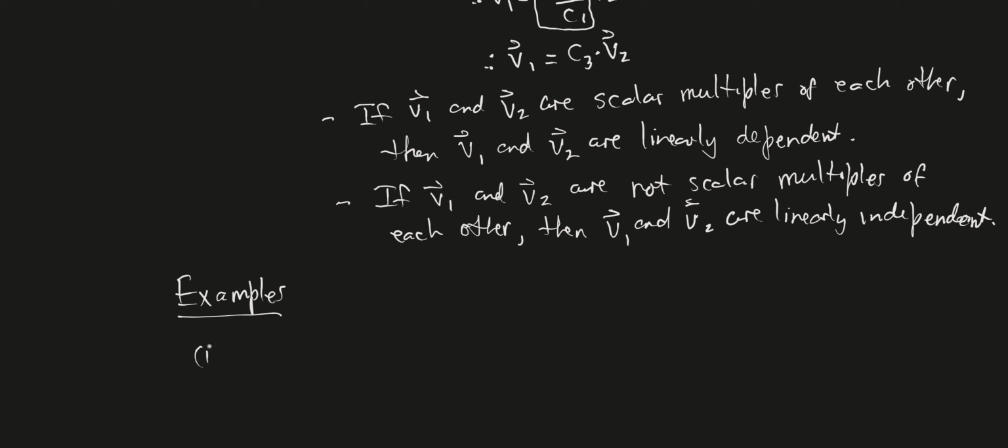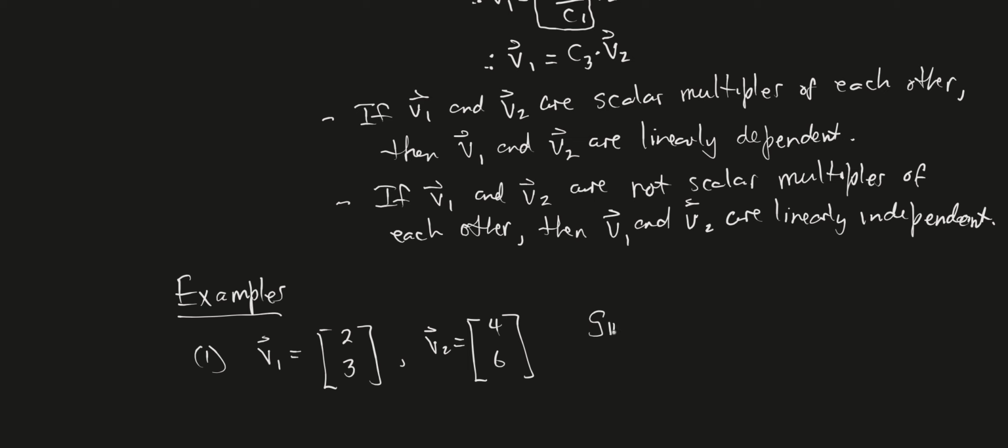So for our first pair, let's say V1 is equal to (2, 3), and then V2 is (4, 6), right? And notice all I did was I basically took this vector and I doubled it to make this second vector. So the fact that they are scalar multiples of each other means they are linearly dependent, right?